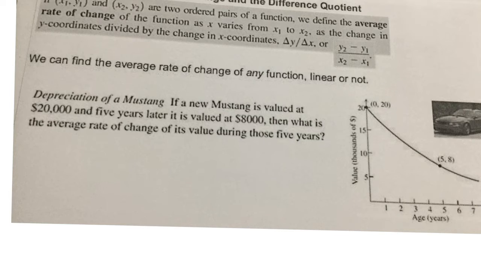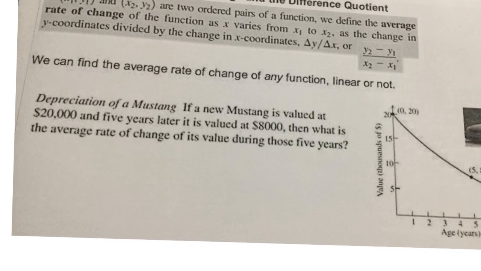So we can see between these 2 points, it's not linear. The car loses a lot of value initially, and then it starts losing less value and less value. That's not a line. But we can still find the average between the two by finding the slope of a line through those 2 points.